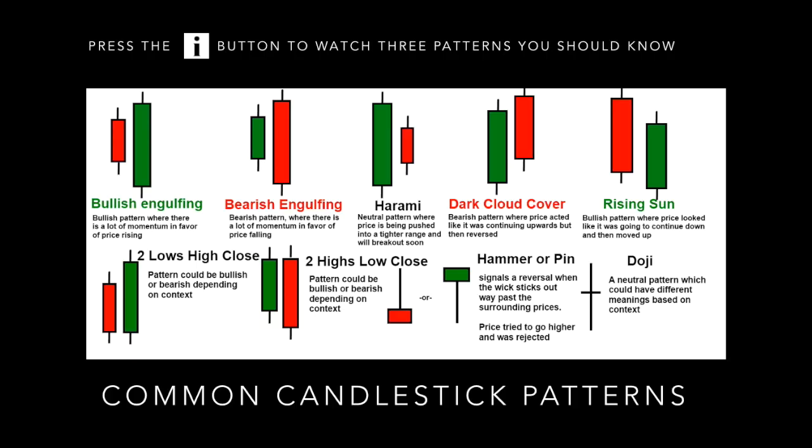It is because we have a lot of candlestick patterns which we have created in order to determine a trend and hence the trade. For example, these are a few common candlestick patterns like bullish engulfing, bearish engulfing, harami, dark cloud cover, rising sun, two lows high close, two highs low close, hammer, pin, doji. And there are many more. You can press the I button here to watch the three patterns every trader must know. Alright, let's move on to Heikin-Ashi.